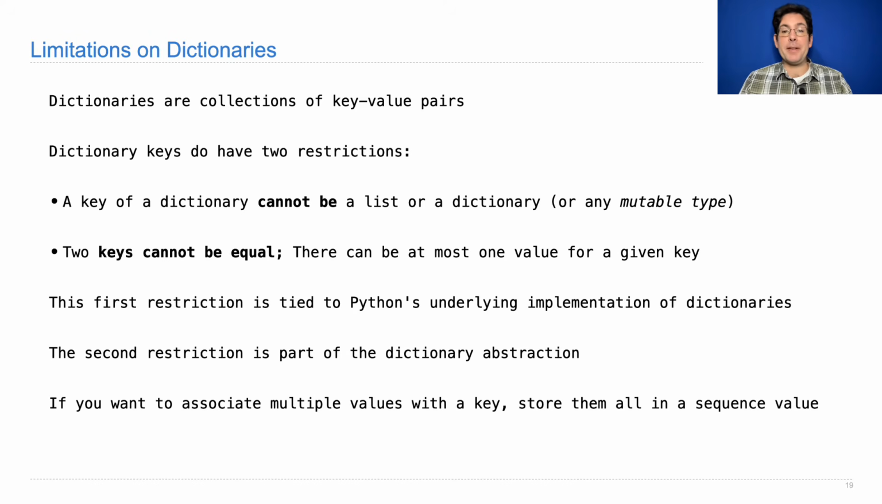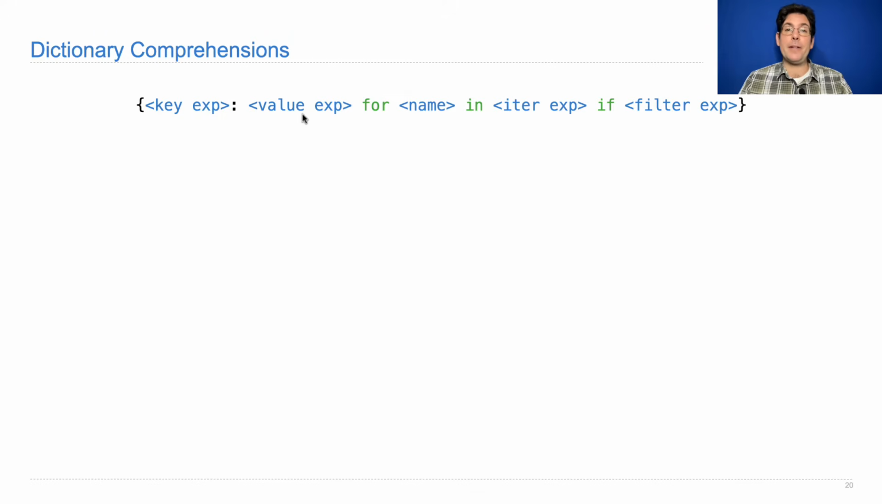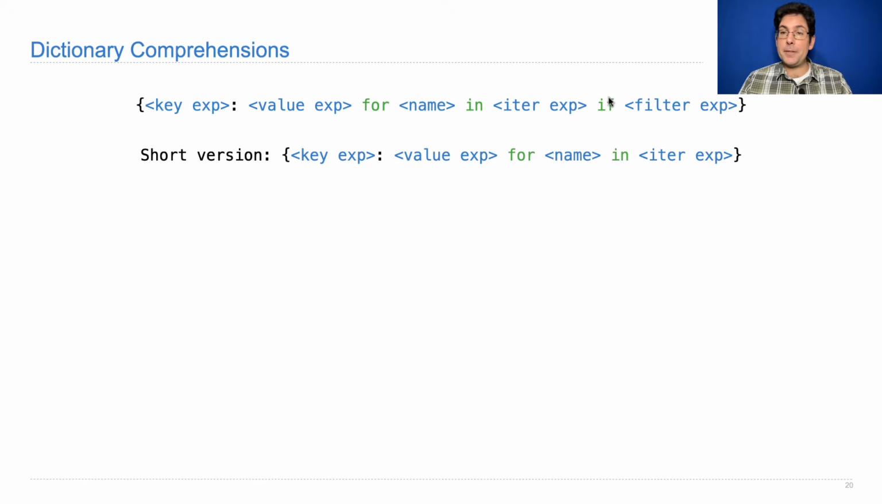If you want to associate multiple values with a key, store them in a sequence, such as a list. You can also build a dictionary using a dictionary comprehension, which is a compound expression in which you write down what the keys look like, what the values look like, and as a source, you write down some iteration expression which gives you a sequence from which to build key-value pairs. You can filter some of them out, and in order to refer to how to construct the keys and values, you can give a name to each element in this iter expression. The final part about the filter expression is optional, so there is a short version of this that leaves that out.